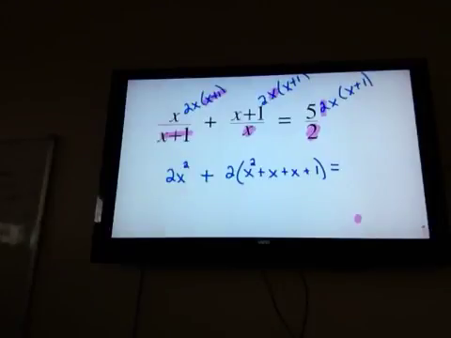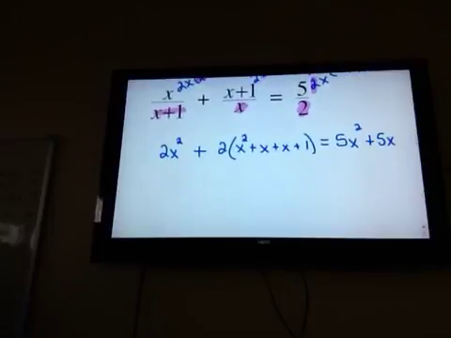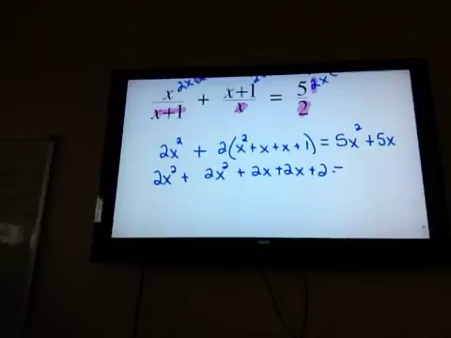This one's not so bad because I don't have binomials. 5 times x is 5x. So I can distribute that. 5x times x, 5x squared. 5x times 1, 5x. Now I'll come back and distribute that too. So 2x squared plus 2x plus 2x plus 2 equals my 5x squared plus 5x.